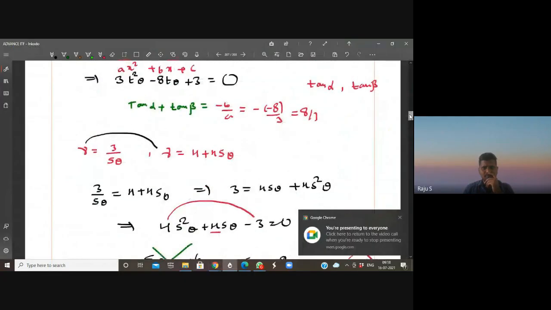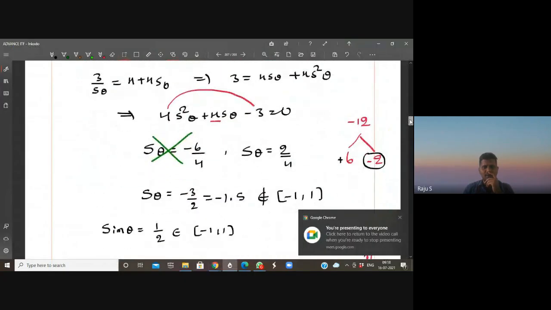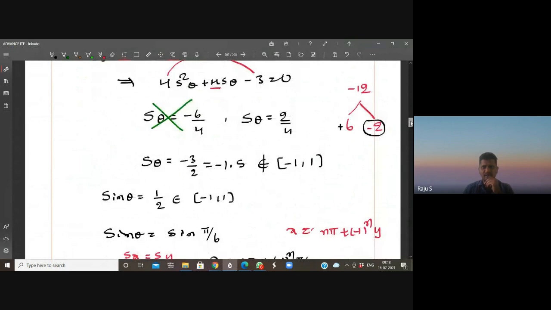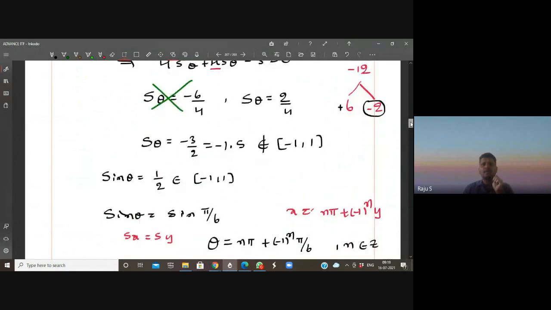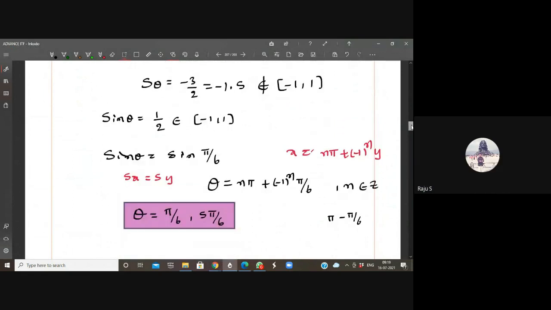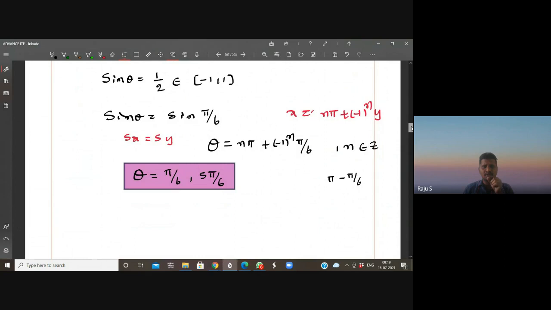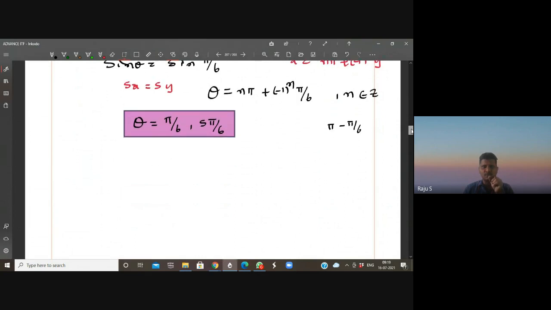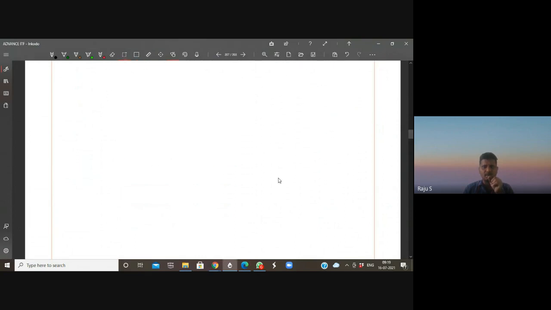Clear this question? What I've done, I'm equating gamma. So we got a quadratic equation in terms of sine theta. With the help of factorization, we found the sine theta values. One of the values does not belong to the given interval, so we cannot consider it. Only one value we can consider. So only two possibilities are there, that is pi by 6 and 5 pi by 6, right?